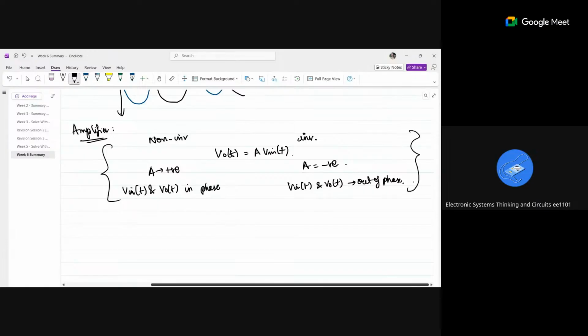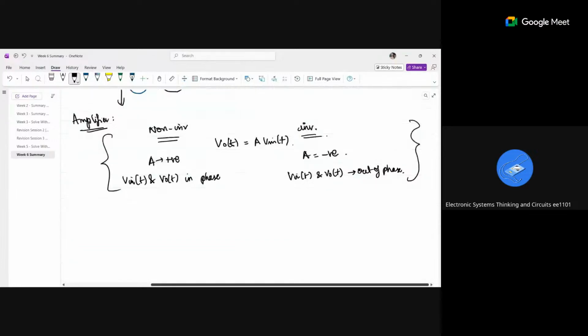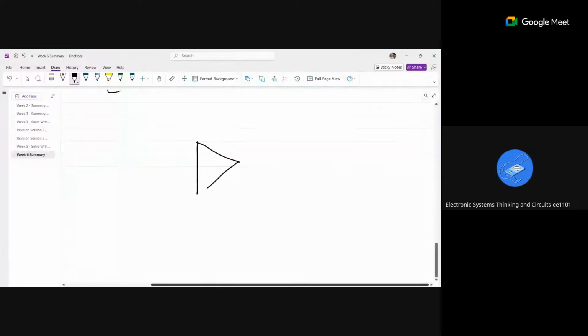So these are very basics. In this course ESTC, we are not going much into non-inverting and inverting. This is to give you a basic idea that there is an amplifier which exists and there are two types, non-inverting and inverting, and these are the characteristics of those amplifiers. Now, so this is the amplifier.